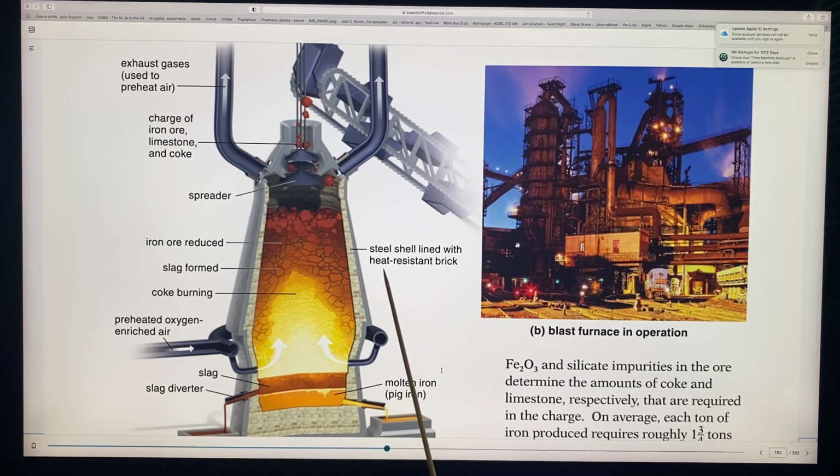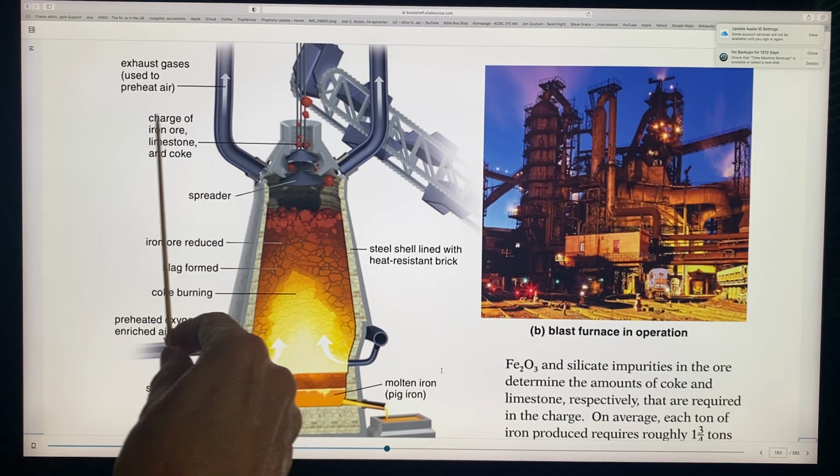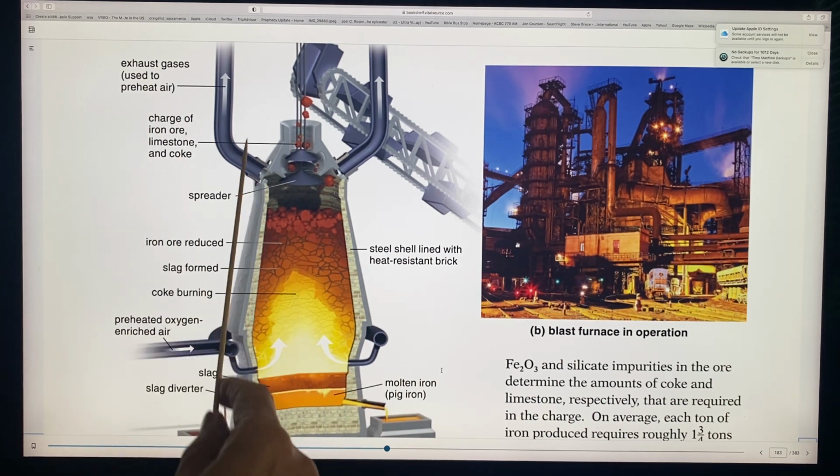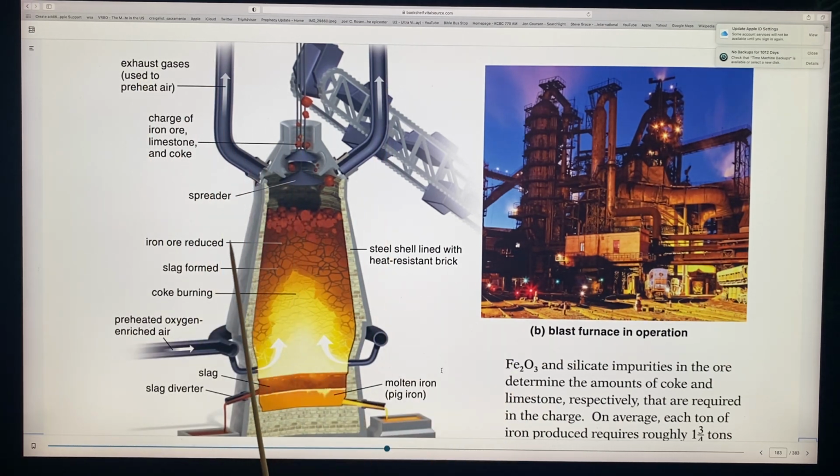So let's look here. We have the steel shell here, with heat-resistant bricks on the outside. Spreader, we have the iron ore, limestone, and coke added here. The exhaust gases are going to come out the top. And the slag is going to be formed here. The coke is going to be burning here. Iron ore is being reduced to take the iron out of the minerals.